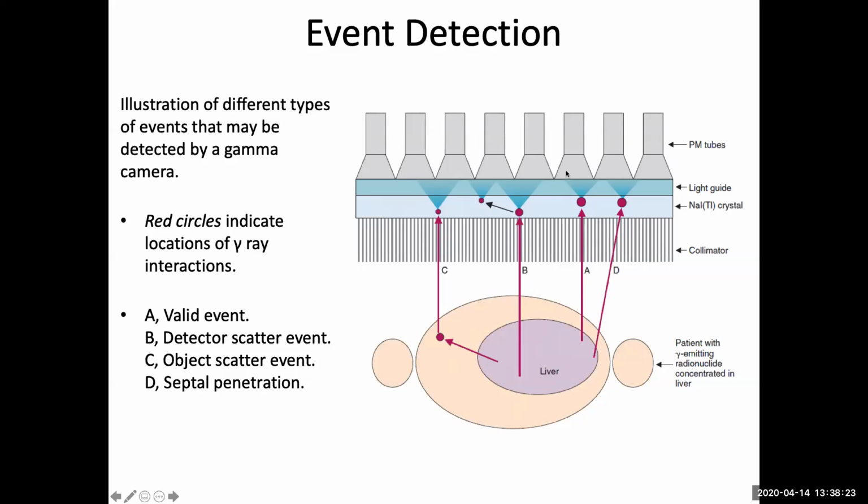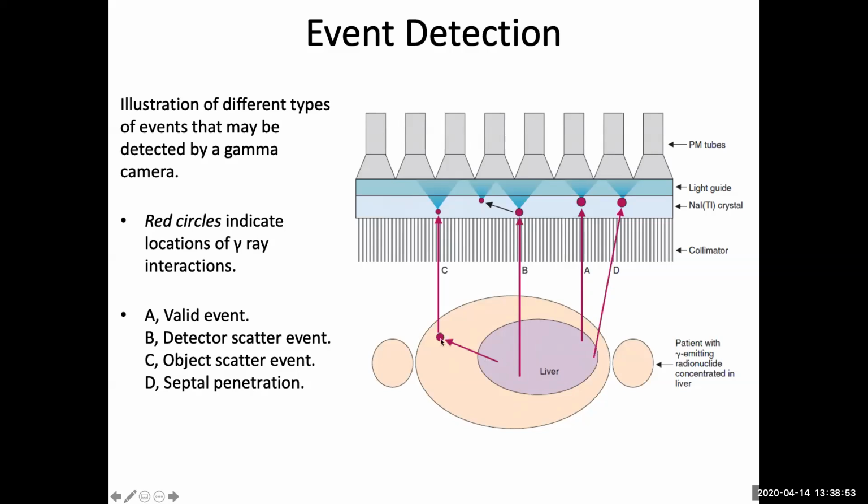Okay, let's go one by one. For A here, this is called a valid event. It is emitted from the patient, goes perpendicular to the crystal, passes through the collimator and is registered by the detector. B here is the detector scatter event. It passes through the collimator with no problem, but after being detected by the crystal, has Compton scattering and scatters and is detected in this region. So this one gives a blurred image here and affects the resolution of the image.